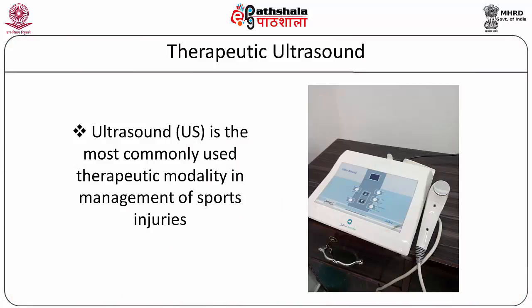The subject matter of this module is therapeutic ultrasound. Ultrasound is the most commonly used modality in the management of sports injuries. Ultrasound produces both thermal and non-thermal effects, and most of the effects produced by the various therapeutic modalities can be produced by this modality. This makes this modality a versatile tool that has application in many situations.